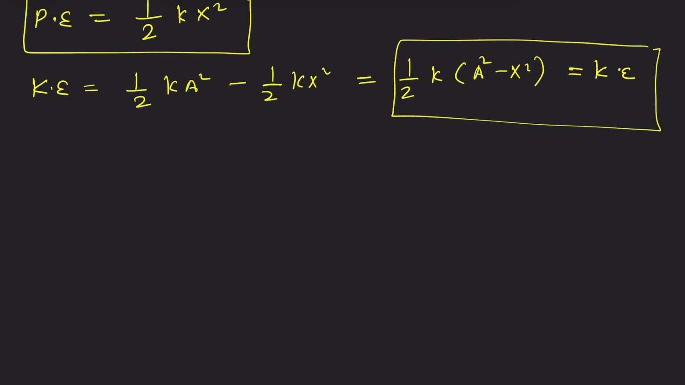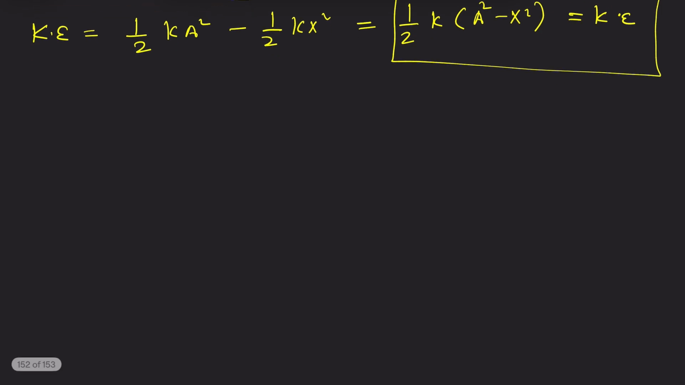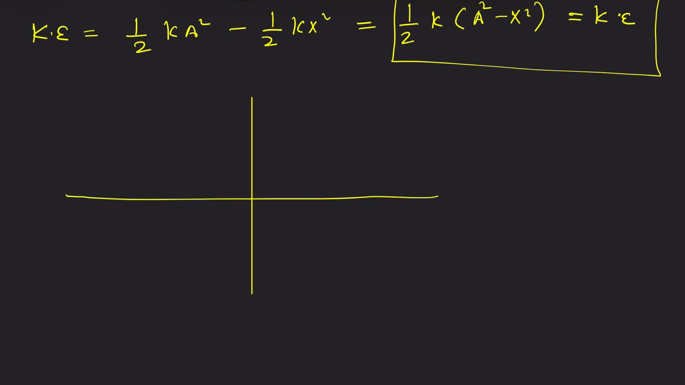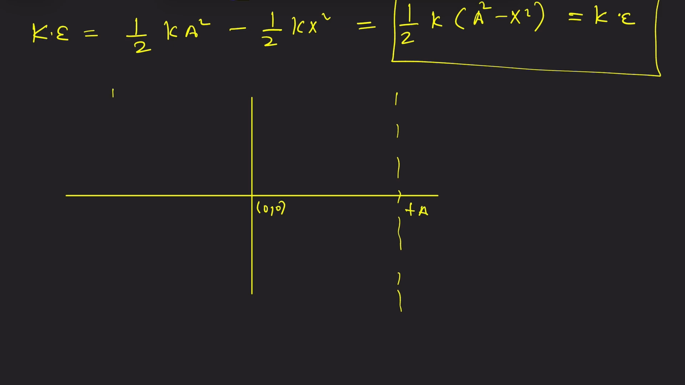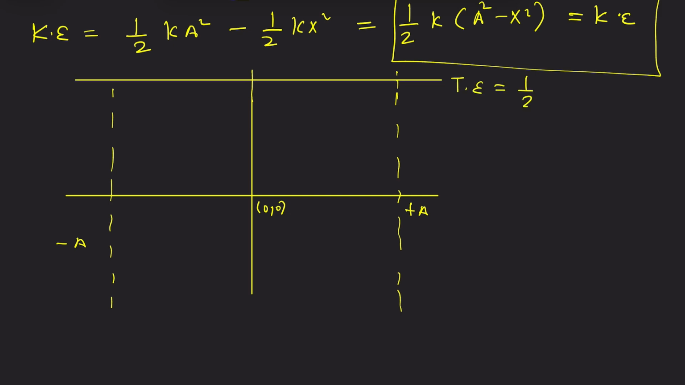So now, guys, if I make a graph of the potential energy and kinetic energy with the position, how would it look? Here, this is 0 comma 0, and let's say this is plus a and this is minus a. The energy is only going to be positive. The total energy is going to be half k a square.